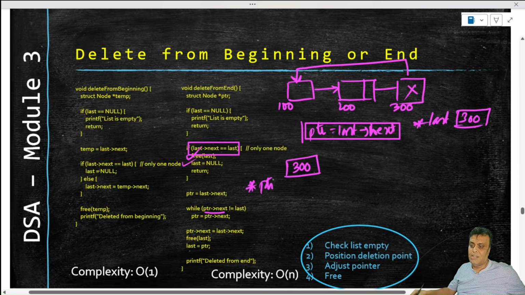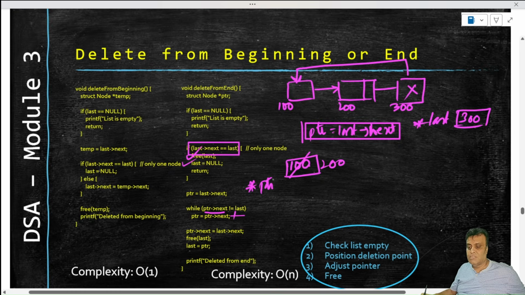So if you understand it, let's step back. Don't worry, we will step back. What was PTR? PTR was last arrow next. That means PTR was head. Let us make PTR as head, so let us make this as 100. It is saying PTR arrow next, go on doing PTR arrow next. So 100 will become 200.